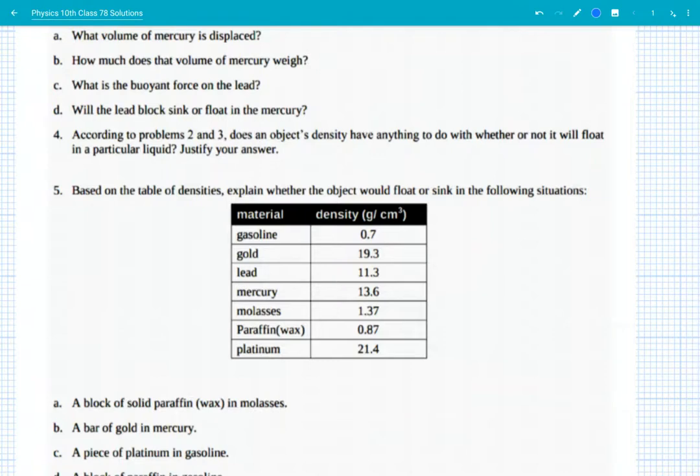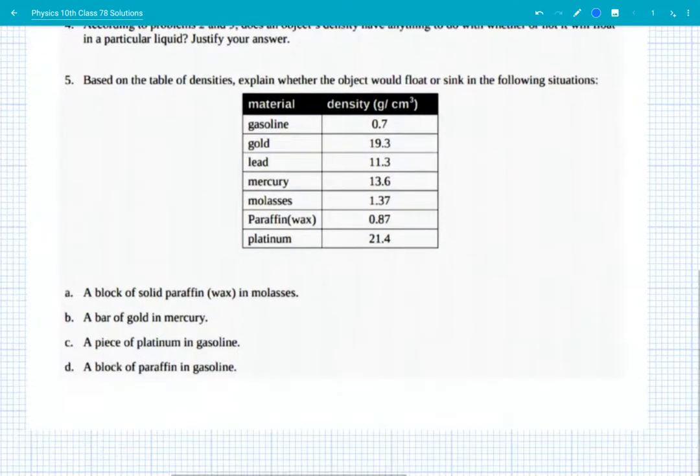All right, number 5. Based on the table of densities, explain whether the object would float or sink in the following situations. Let me just say, this problem is kind of a joke. It's not actually a joke, but it's so easy it's like a joke. So solid paraffin wax has a density of 0.87 grams per centimeter cubed. Molasses has almost double the density of paraffin wax. Therefore, the wax would float.